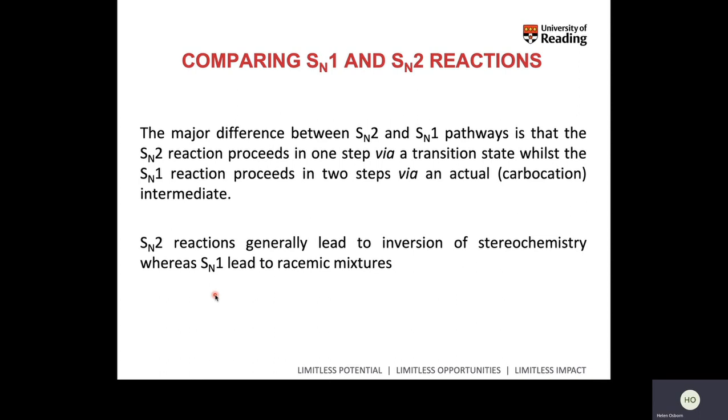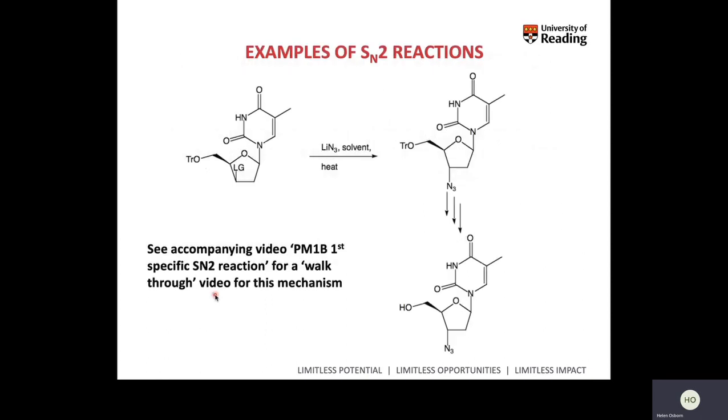Okay, so I think I will leave that there for the second part of the lectures. If I could ask you please to just go back through that, check you're happy with a generic SN1 mechanism, a generic SN2 mechanism, and what is the stereochemical outcome of the two different mechanisms. And when we meet again for the next part, we'll go through some specific examples of the SN2 reactions to see how these have been used in drug discovery.